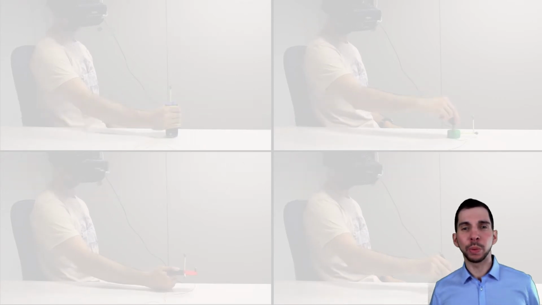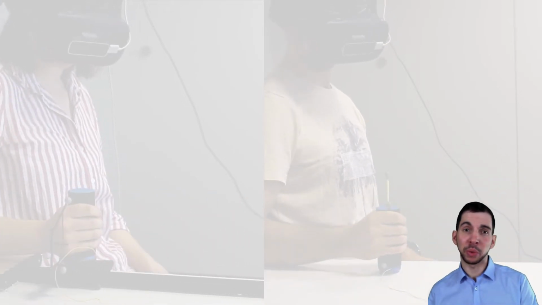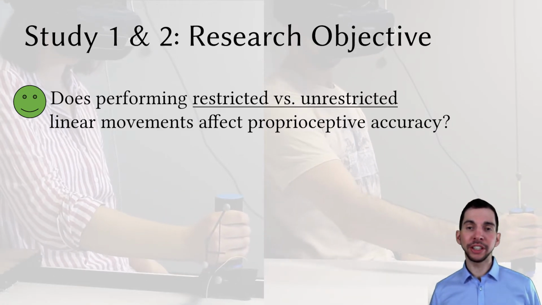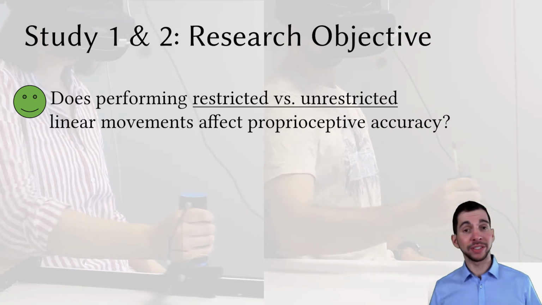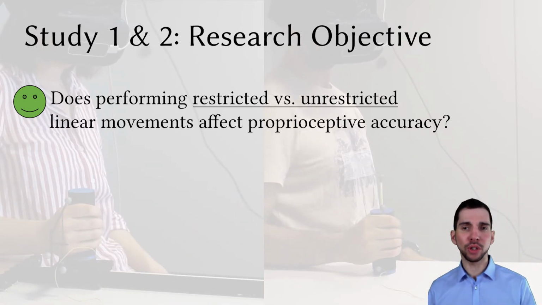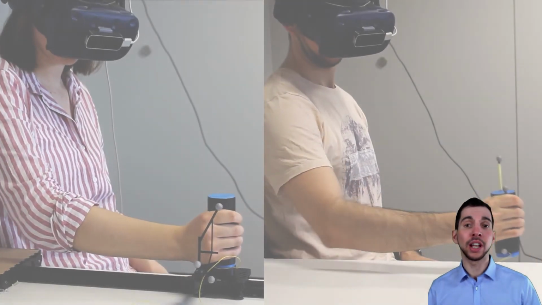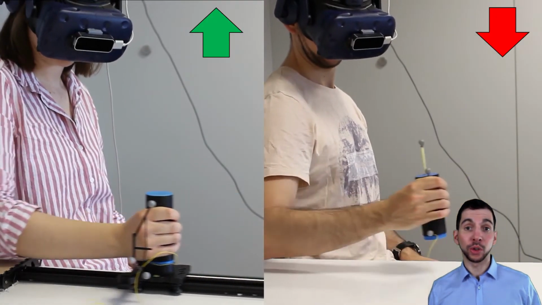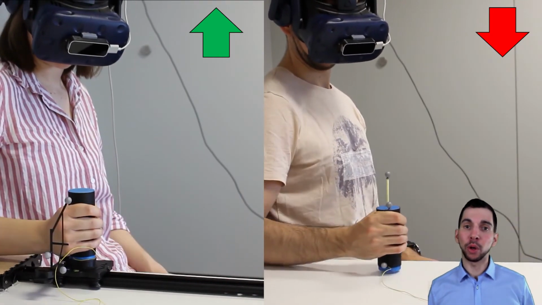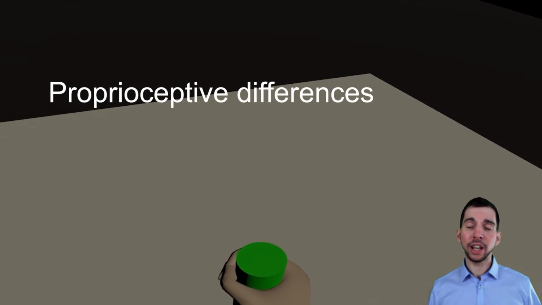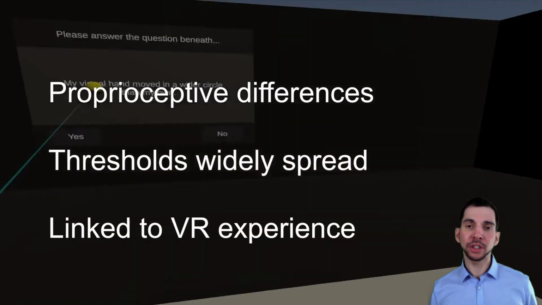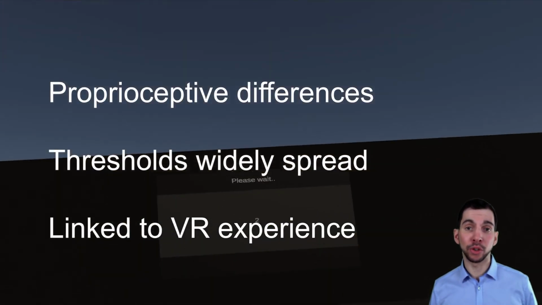And at this point, we were interested in whether there exists any differences between restricted and unrestricted movement. For this purpose, we only compared the linear movement trajectories. And we found a significant difference between restricted and unrestricted movements, suggesting that proxies which limit a user's motion, such as steering wheels, levers, or sliders, allow for greater discrepancy. So the more natural, frequently occurring linear movement that you can see on the right-hand side allows for smaller disparity. Finally, we analyzed individuals' proprioceptive accuracy, revealing that the thresholds are widely spread, and participants' performance may be linked to their prior experience in virtual reality.